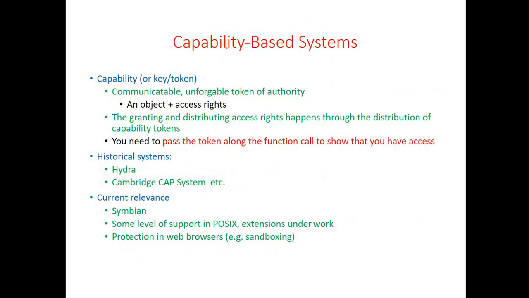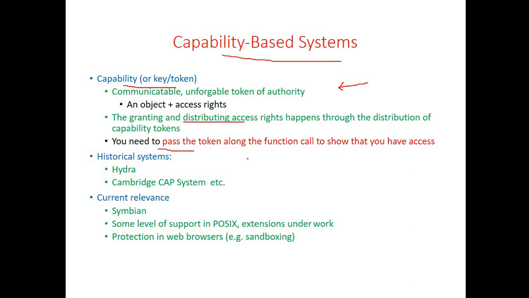The next protection model is the capability-based system. Here the capability is called a token or it may be a key. So whoever is having that capability, like a token or key, is permitted to access that object. This is the methodology followed in the capability-based system. The granting and distribution of access rights happen through the distribution of these capability tokens.